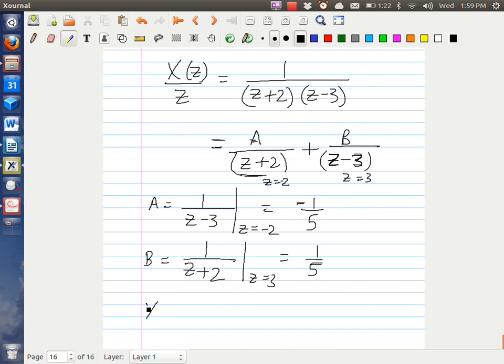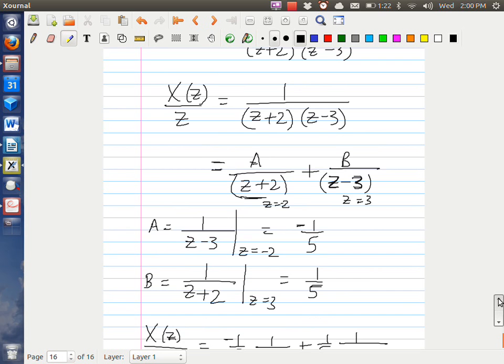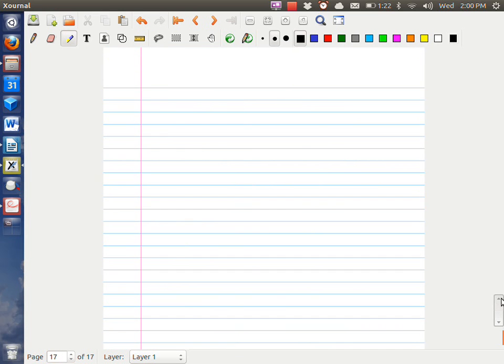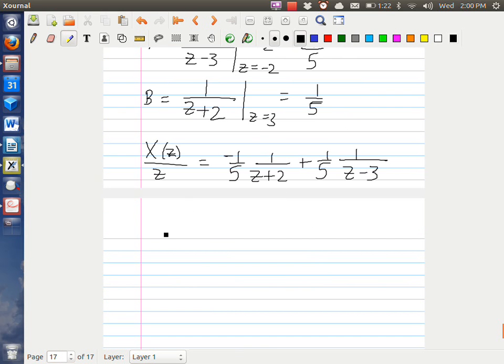So your X of z over z is negative 1 over 5 times 1 over z plus 2, plus 1 over 5 times 1 over z minus 3. And now you can move this z back up there so that the inverse Z transform is easier, because the inverse Z transform that we remember had this form.